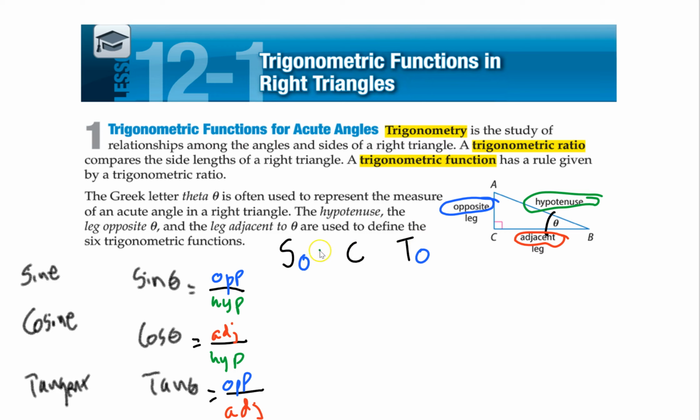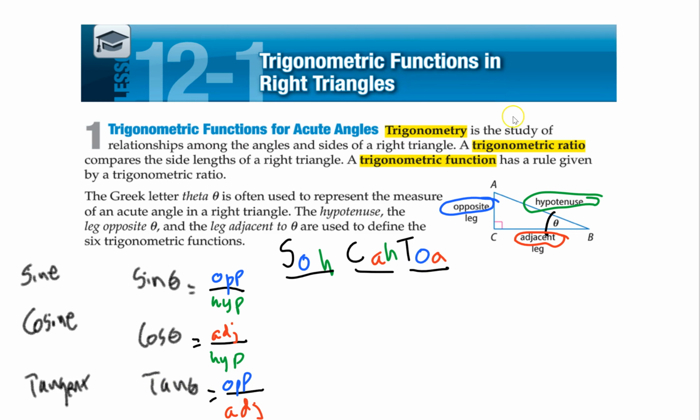Let me get this down first. I need the A. Color coding is time consuming at least. There we go. So SOHCAHTOA, and it's just like it sounds. If you know how to spell it out: SOH, sine is opposite over hypotenuse. CAH, cosine is adjacent over hypotenuse. And TOA, tan is opposite over adjacent.